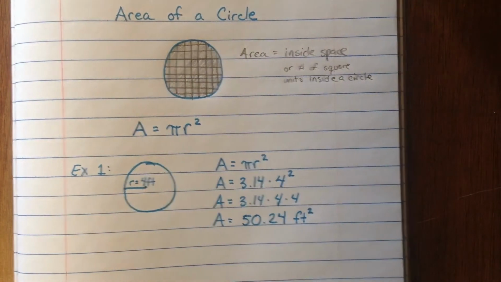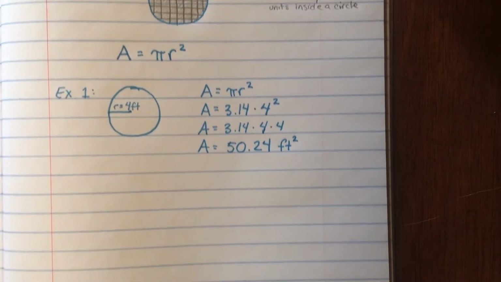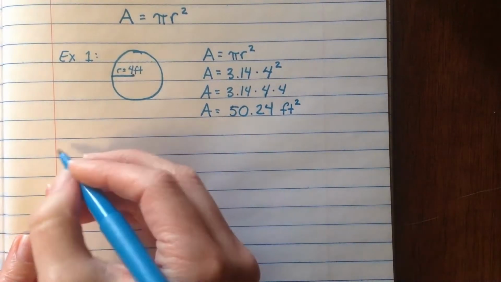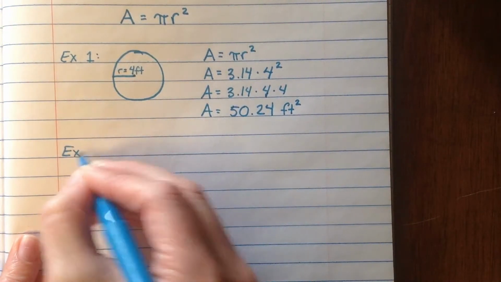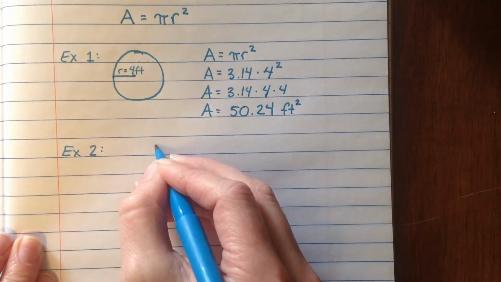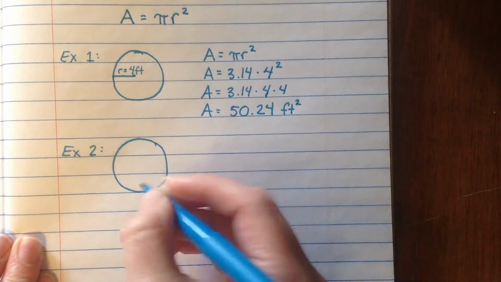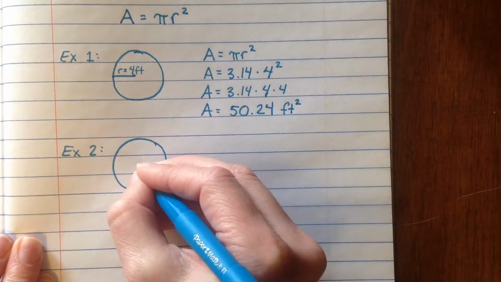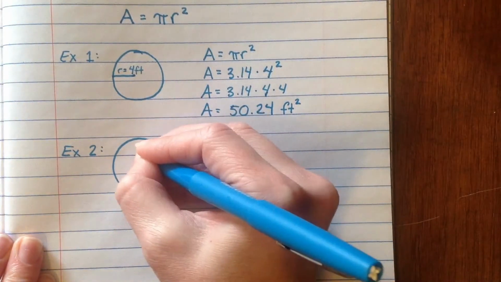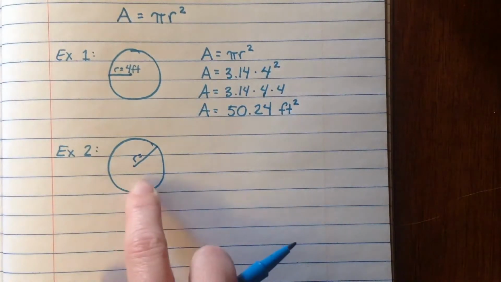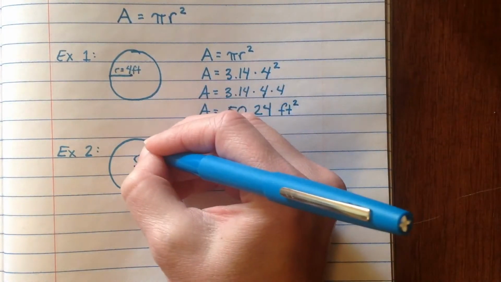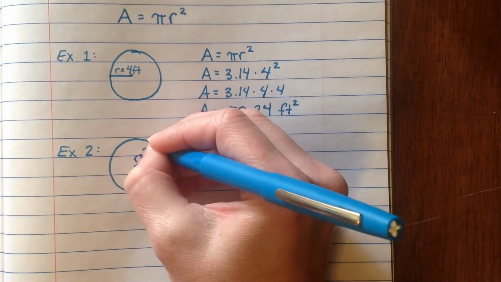All right, let's try an example, and we'll do one where you can pause the video and try working it out yourself. So example number 2, I'm going to give you a circle, and I'm going to tell you that the radius, so let's say the radius is measured over here this time, that the radius is equal to 2.5.